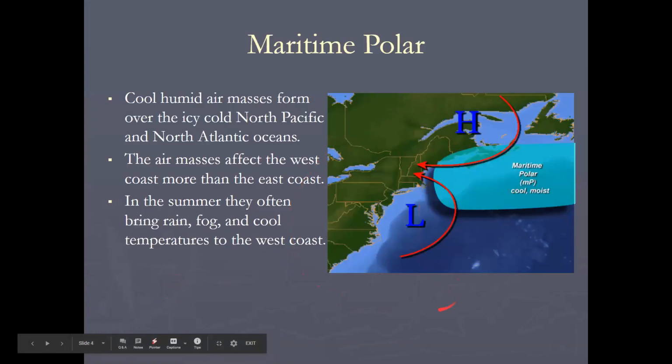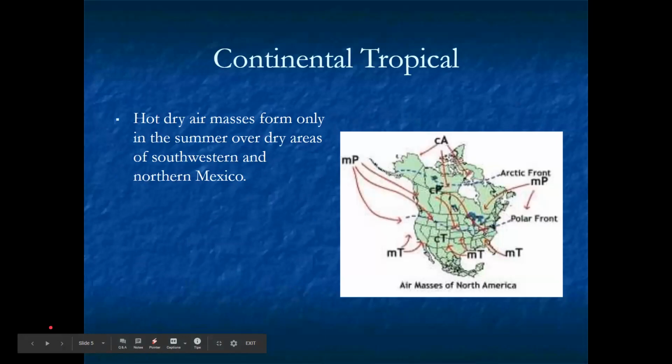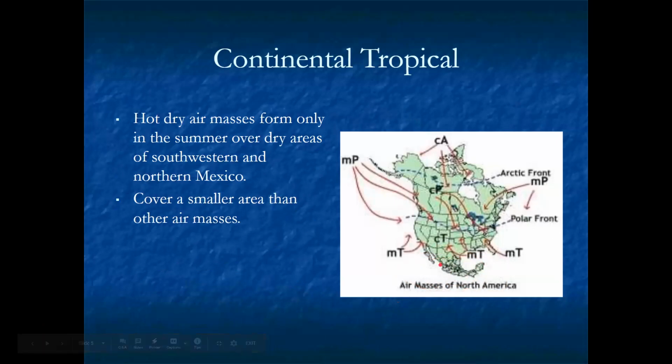These don't usually affect us very often here in Indiana. Okay, continental tropical. These are hot, dry air masses. And in the summertime, they form in the southwestern US and northern Mexico. These tend to be smaller air masses just because there's not as much land mass for them to form over.